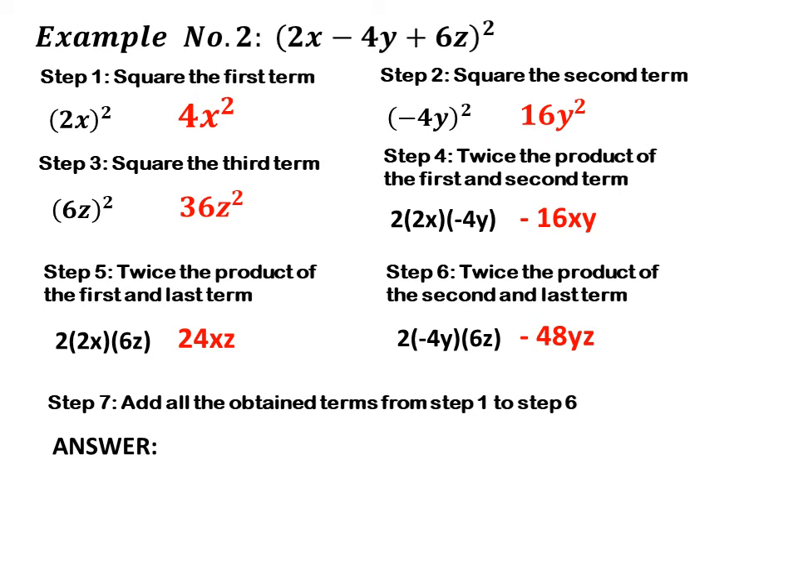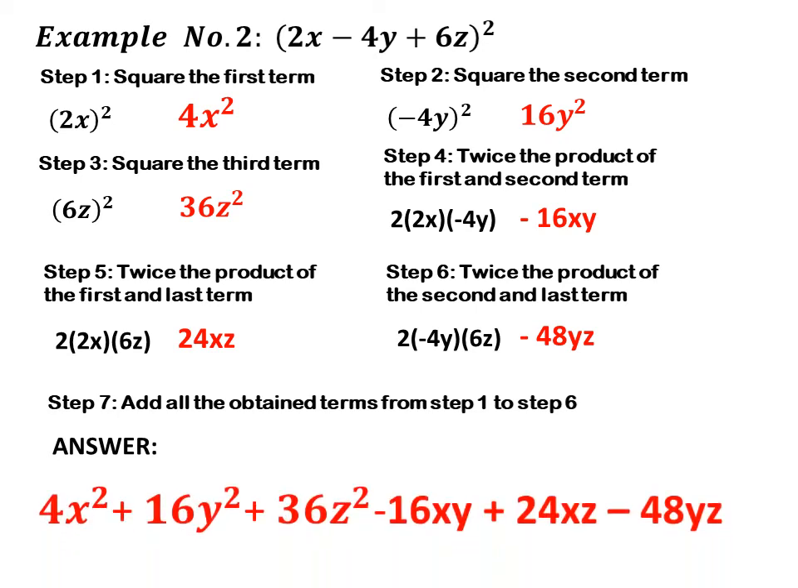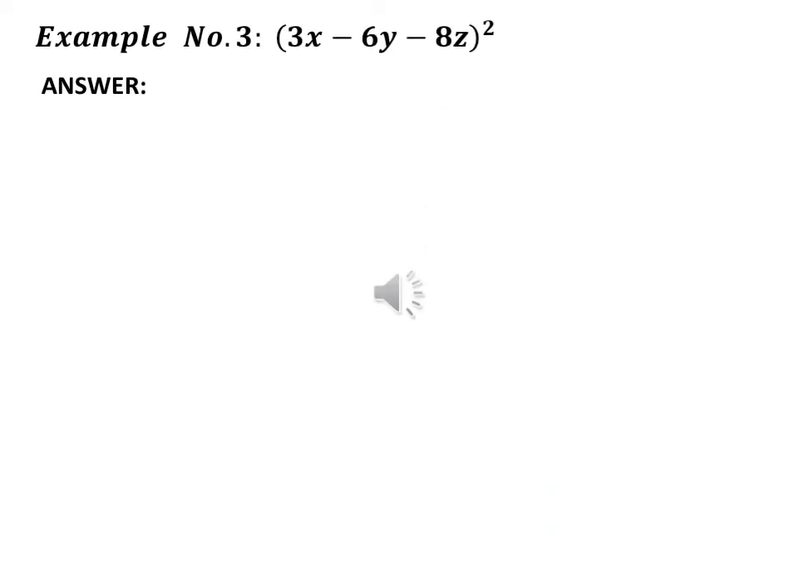And for our final step, we need to add all the obtained terms from step 1 to step 6. Finally, our answer is 4x squared plus 16y squared plus 36z squared minus 16xy plus 24xz minus 48yz.